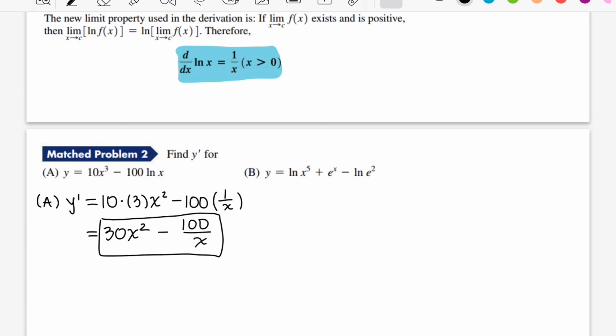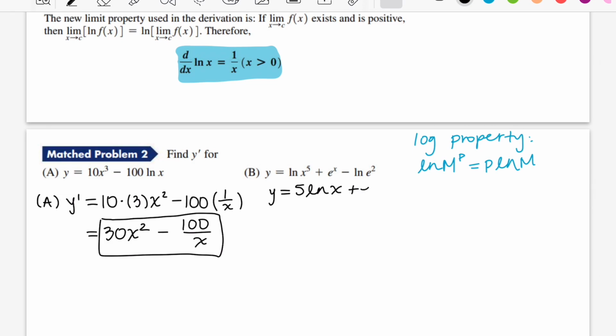Now looking at part B, the first thing I'm going to do is rewrite our function y, using first the log property that we saw in section 1.6, which said that if we have ln m to the power p, that's the same thing as bringing p down in front and multiplying that by ln m. So this term, ln x to the power 5, can be written as 5 times ln x.